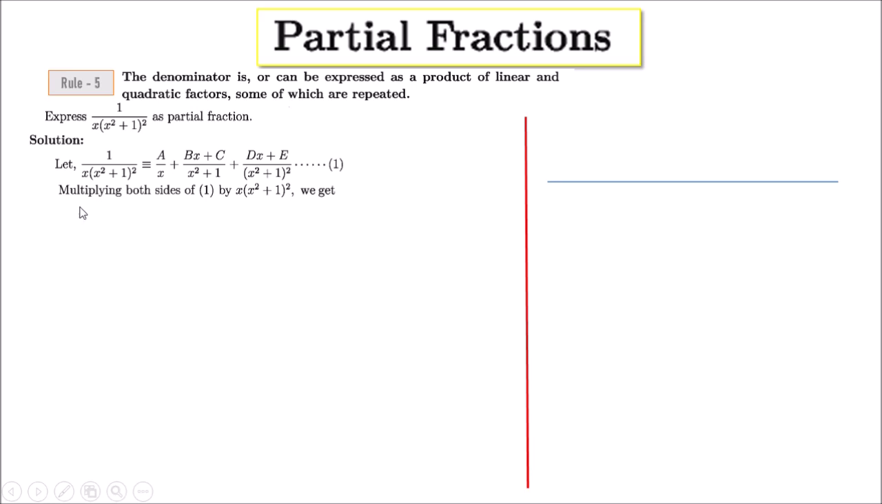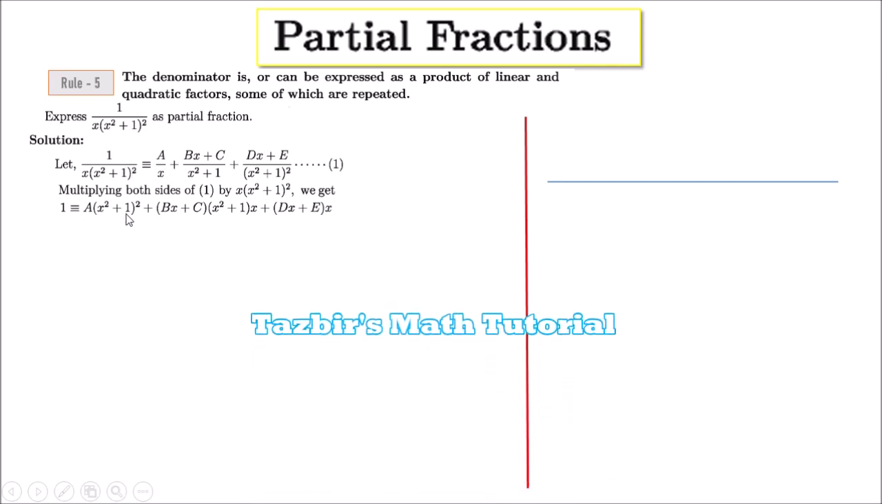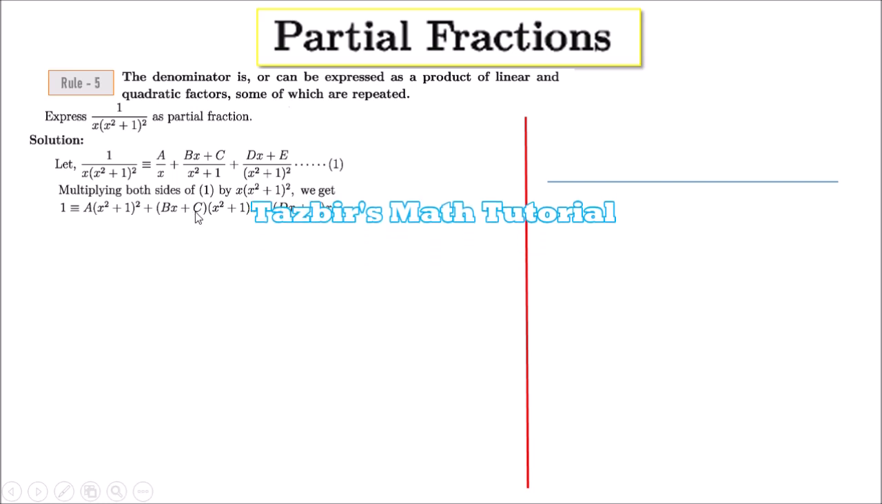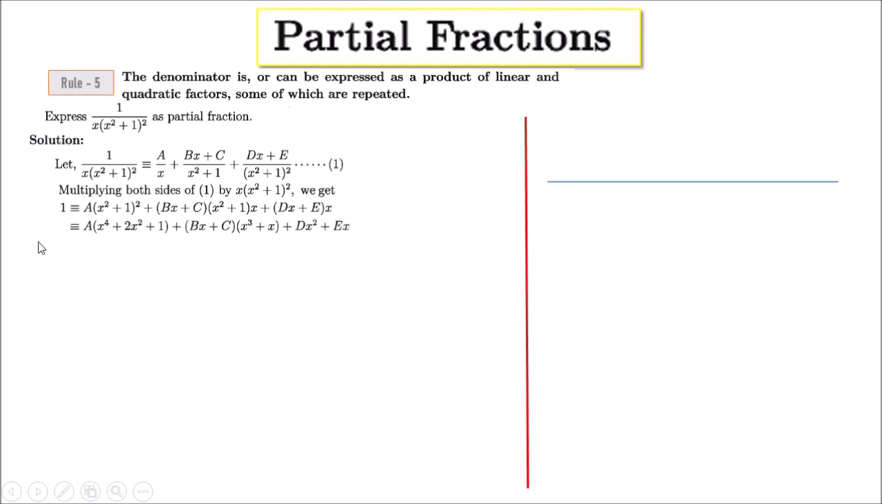So here, multiplying both sides with the denominator. So here, what will be left? There is nothing in the numerator, so 1 is there. So this 1 will be staying, and the rest of the part is here. Okay, a into x square plus 1 whole square plus bx plus c into x square plus 1 into x plus dx plus e into x. So after multiplication, you will get this phase. Then if you multiply, it will be like that.